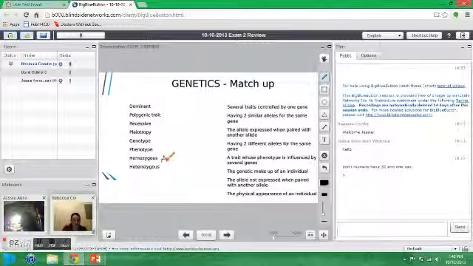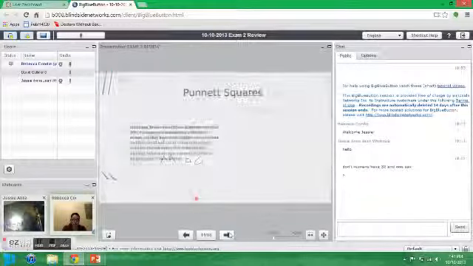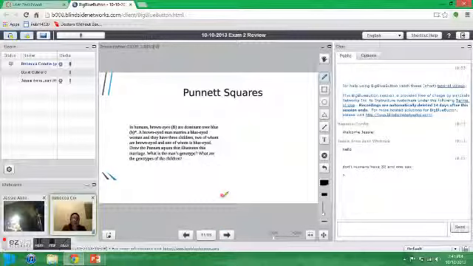Hold on. Oh no, I lost all the other ones. But I was going to say, a picture of a homozygous would be like big A, big A, or little a, little a. And then a heterozygote would be big A, little a. Alright.